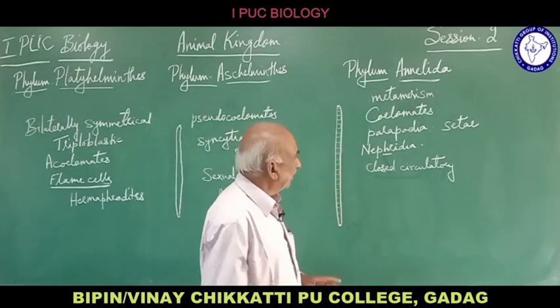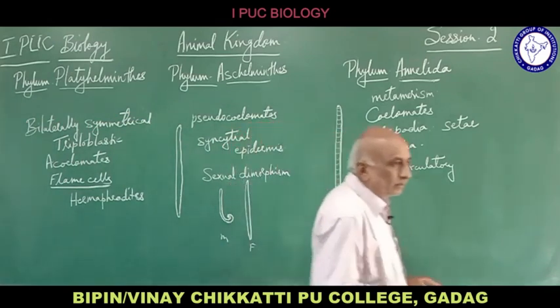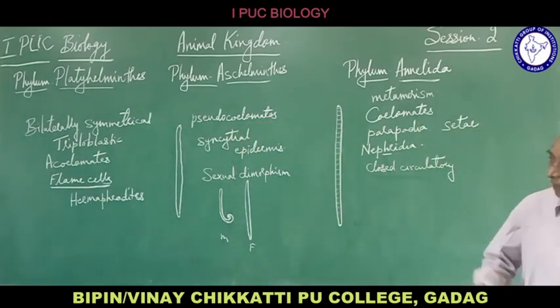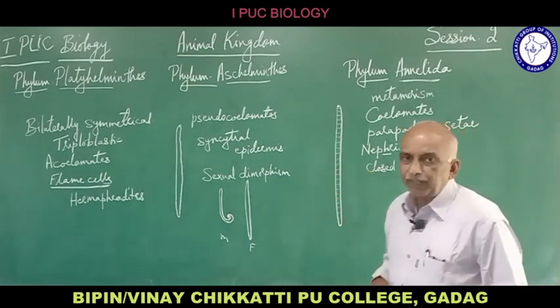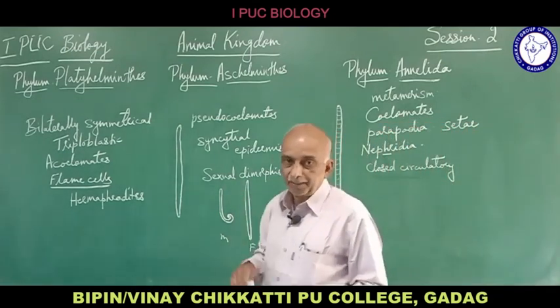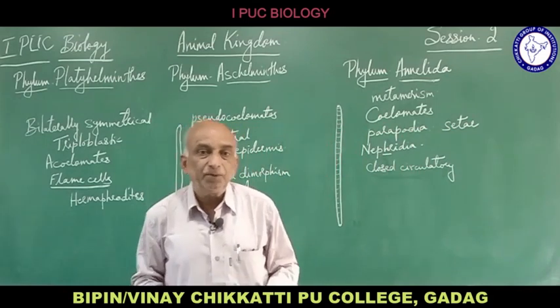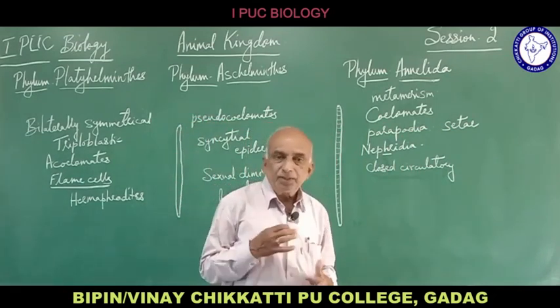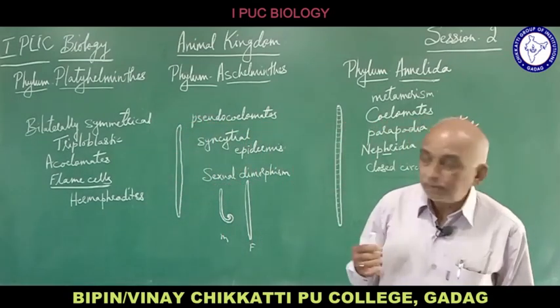That is Annelida. And another important character of this is, as we have seen in the previous phyla, since Porifera, we never mentioned the nervous system. So that means the nerve cells are there.